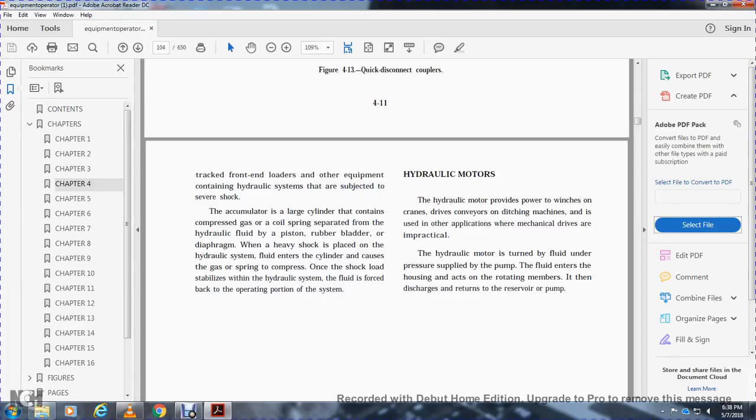Hydraulic motors provide most of the power to winches, cranes, drivers, ditching machines, and engines where mechanical drive is impractical. Hydraulic motors turn under fluid pressure supplied to the motor by the pump. The fluid acts on the rotating member in the housing, and the discharge is returned to the reservoir pump.